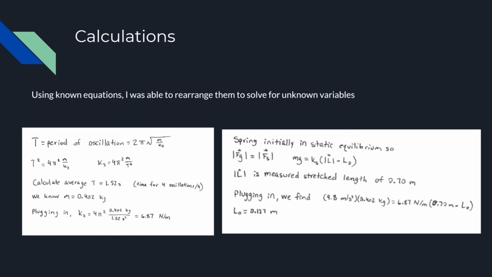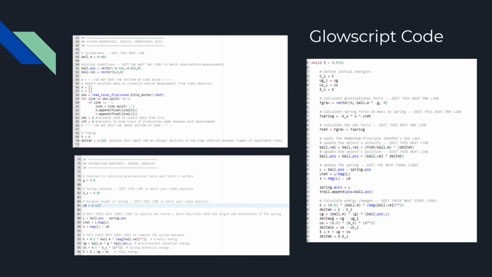We also know the spring is initially in static equilibrium, meaning that the magnitude of the force of gravity is equivalent to the magnitude of the spring force. Plugging in our known values again, we find that the relaxed length of the spring is about 0.127 meters. Knowing these values, we can now plug these into the GlowScript code to finish our simulation.